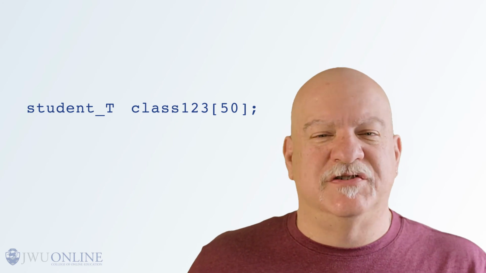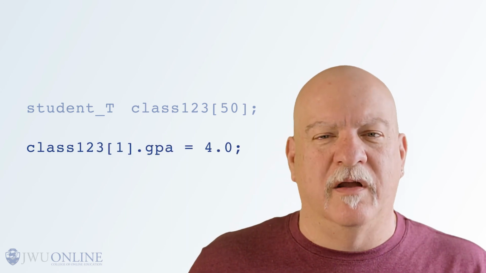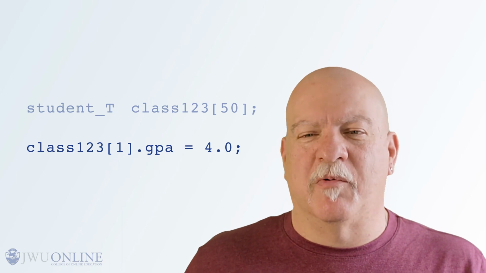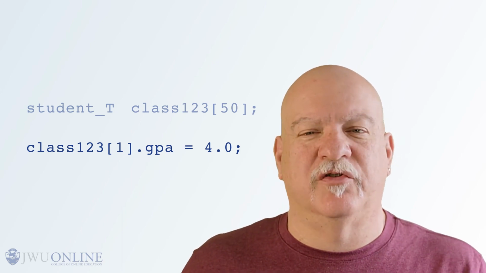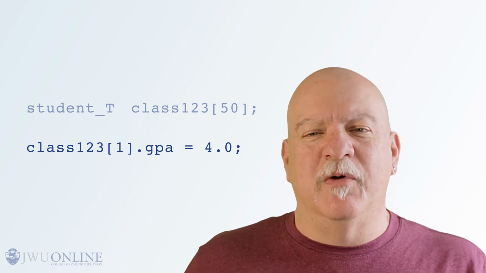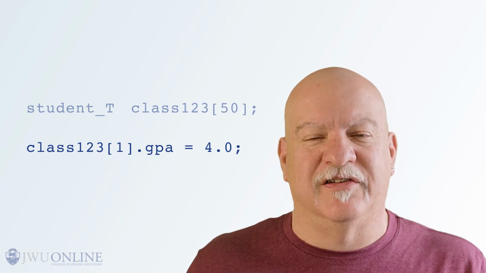You can fill in the GPA of student 2, let's say, by simply executing class123[1].gpa equals 4.0. Remember, we started counting at 0, so student 2 is referenced by the index 1. But now we can use arrays to warehouse our structures in terms of particular classes. So this is really useful.